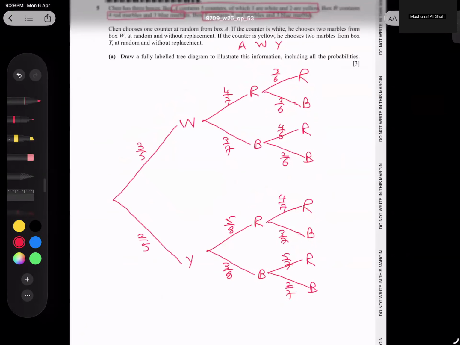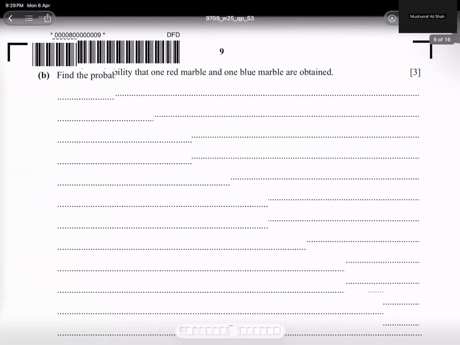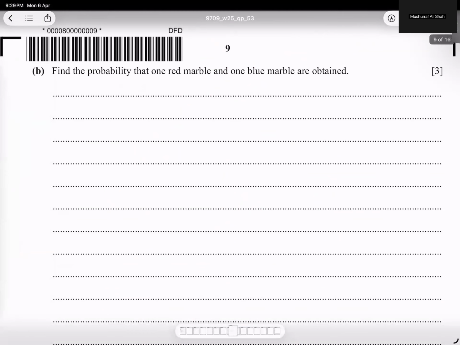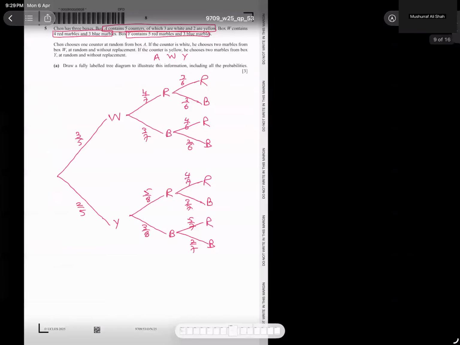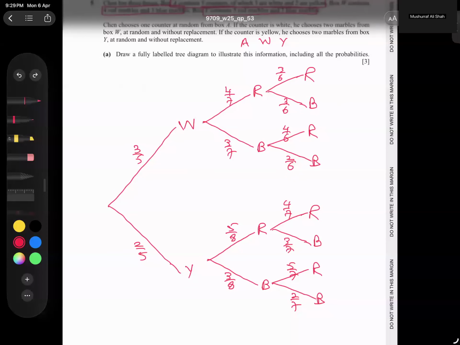This part is done. So let's go for the second part. Find the probability that 1 red marble and 1 blue marble are obtained. So, 1 red and 1 blue. Which branches? When you talk about this one, 2 reds, no, 1 red, 1 blue. So I put a tick mark, one red and one blue, one red and one blue. I think the point is very clear. So we have 4 branches.